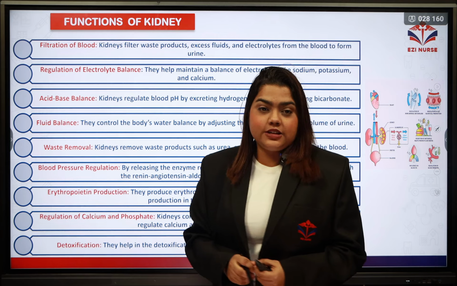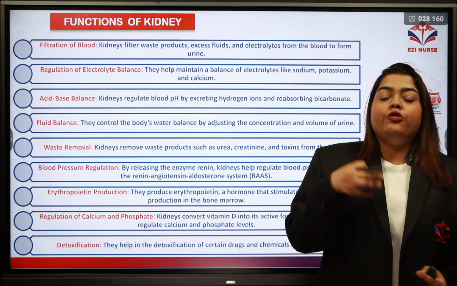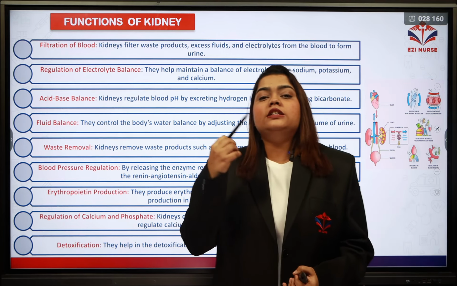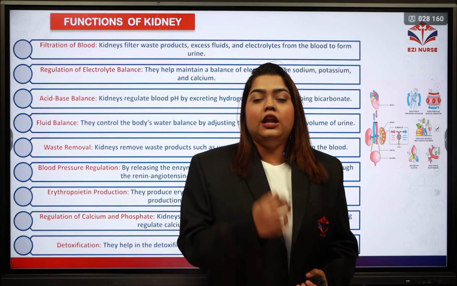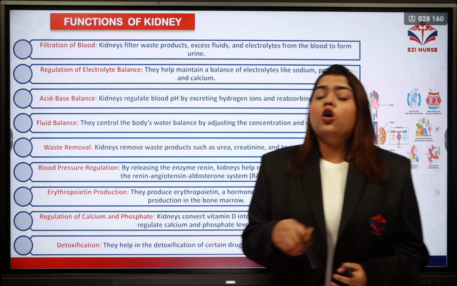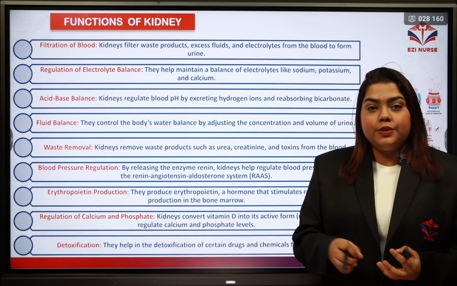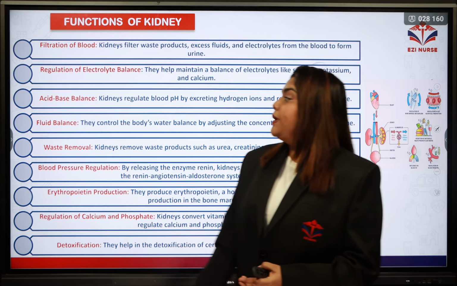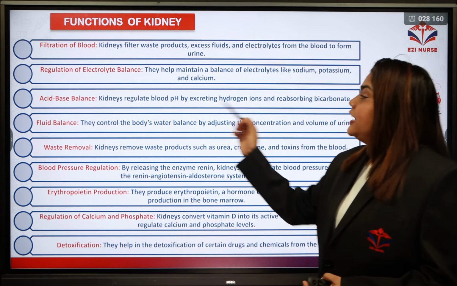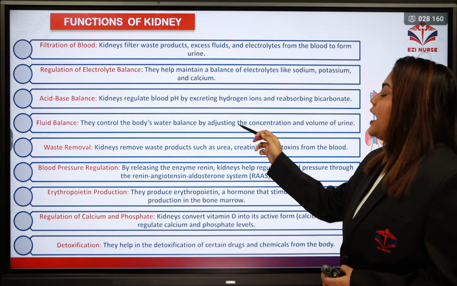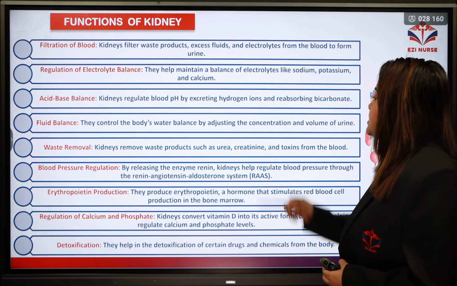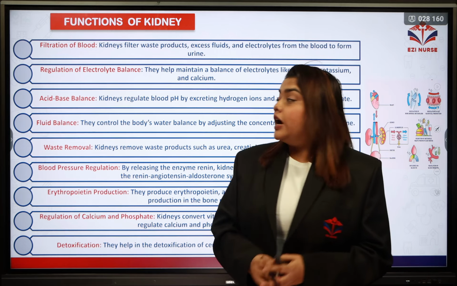Next is acid-base balance. If we look at the acid-base balance, it is mainly maintained by our lungs and kidney function. So 40% of the acid-base balance will be maintained by the kidney. Kidneys regulate the blood pH by excreting hydrogen ions and reabsorbing bicarbonates.